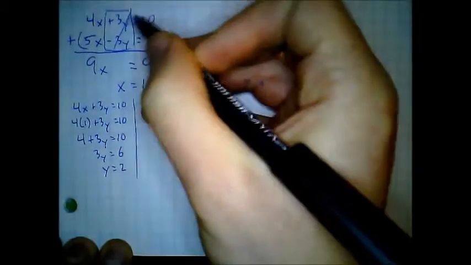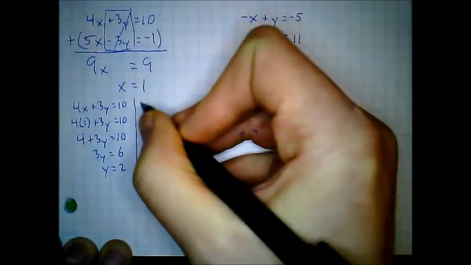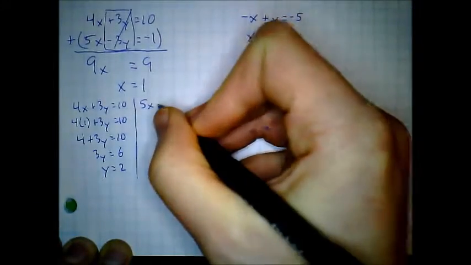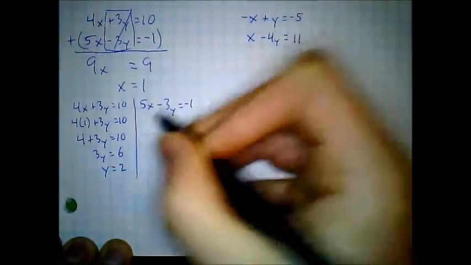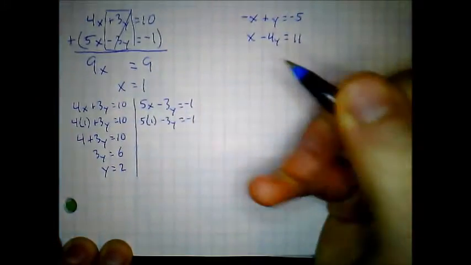Okay, so for our first equation, when x equals 1, y equals 2. So we got to figure out if x is 1 in our second equation, we better hope y also equals 2. That makes us know that we did it correctly. So 1 in for x again. 5 times 1 minus 3y equals negative 1.